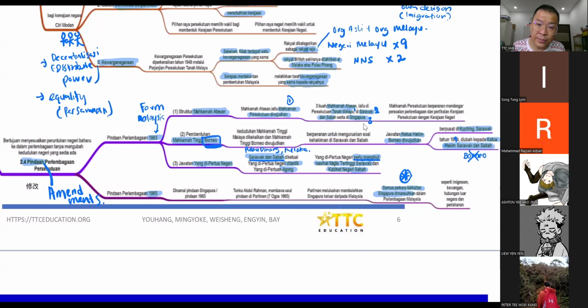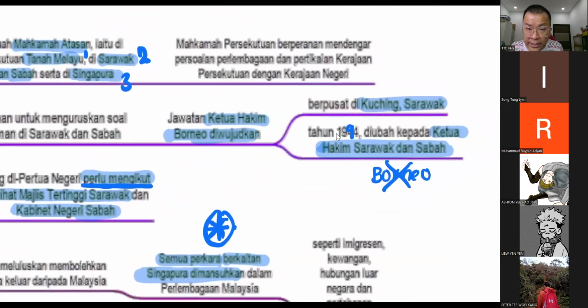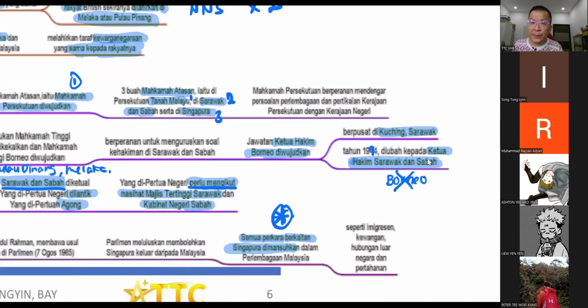So we have Ketua Hakim Borneo diwujudkan. Later we changed the name called Ketua Hakim Sarawak and Sabah. 1994. It's not 1944, it's 1994. We changed the Ketua Hakim Borneo to Ketua Hakim Sarawak and Sabah. Why we don't use the word Borneo? We scared later Sarawak will hijack Sabah and go Merdeka. So we divide them.